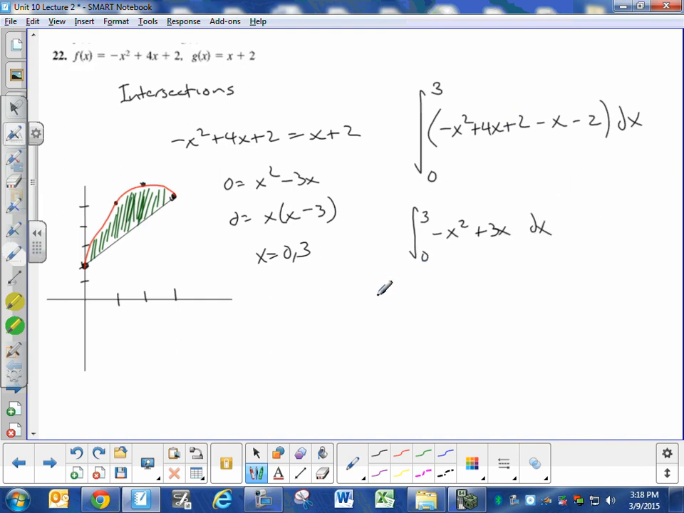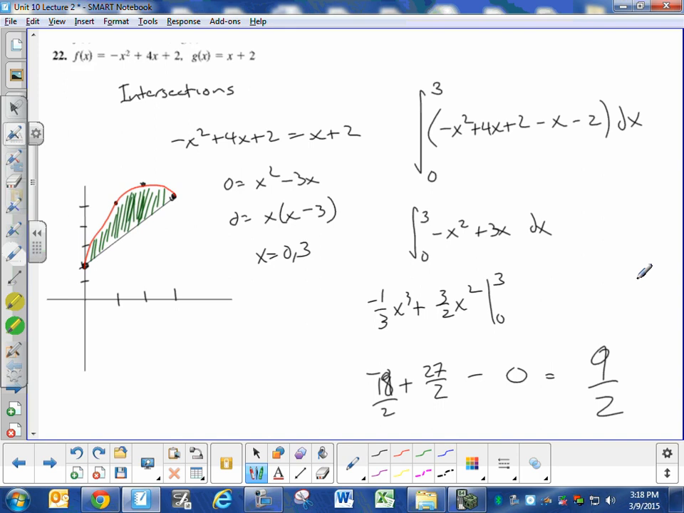With respect to x, you get negative 1/3 x cubed plus 3/2 x squared from 0 to 3. You just have to plug in 3. 3 cubed is 27 divided by 3 is 9, so this is negative 9 plus 3 squared is 9 times 3 is 27. 27 divided by 2 is that, and then I, of course, would subtract 0. I realize this is going to be a positive. This is the same as negative 18/2, so this is positive 9/2. You can check with your calculator. Most likely you'll get that.